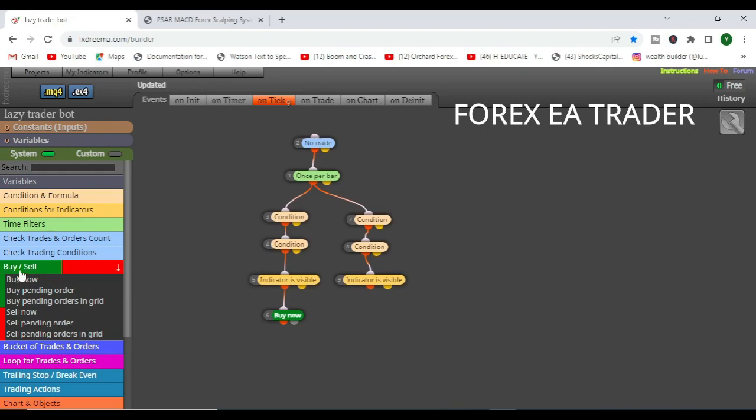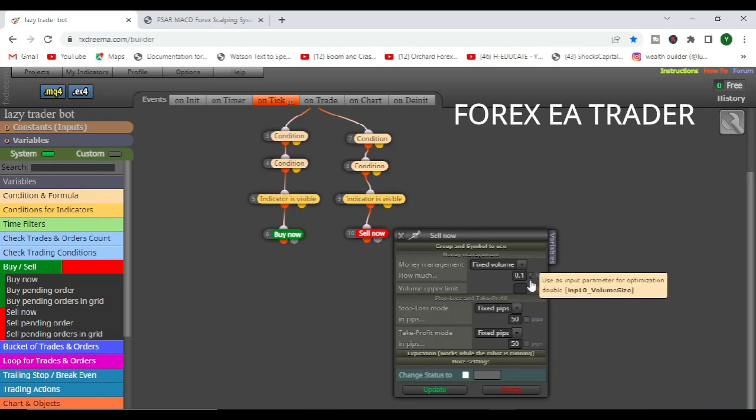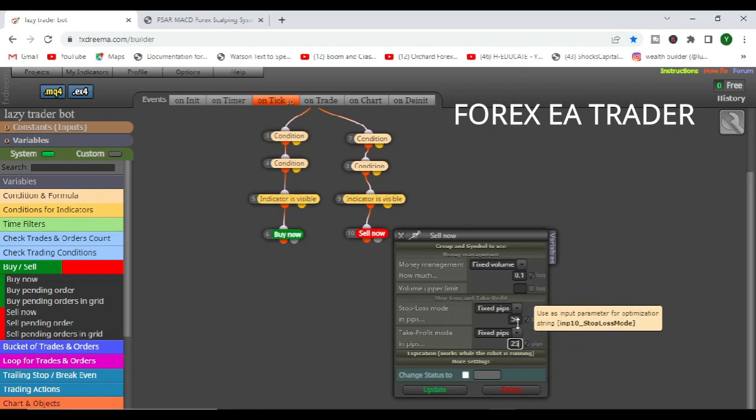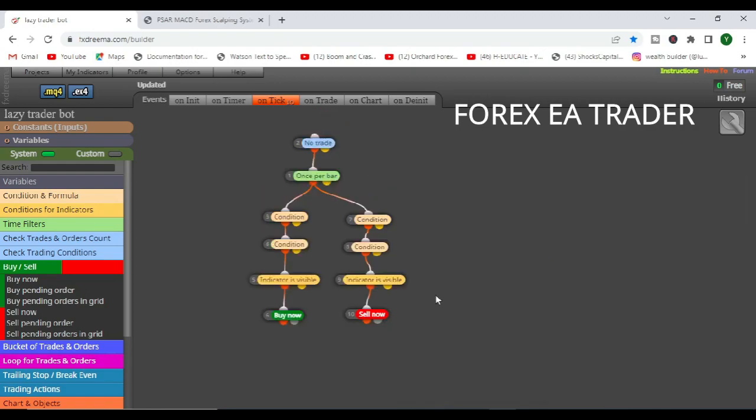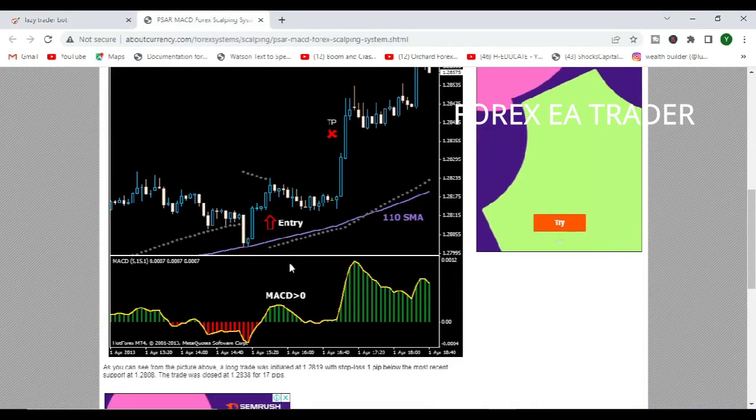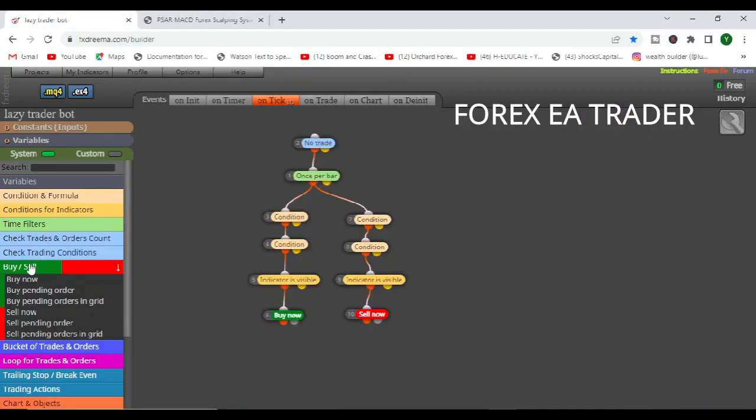We add a sell now button block there, and we just click on there and link it, and we just again make it something like that. Basically we have the makings of our strategy here. We have the makings of this strategy. That's how you would make it into a robot.